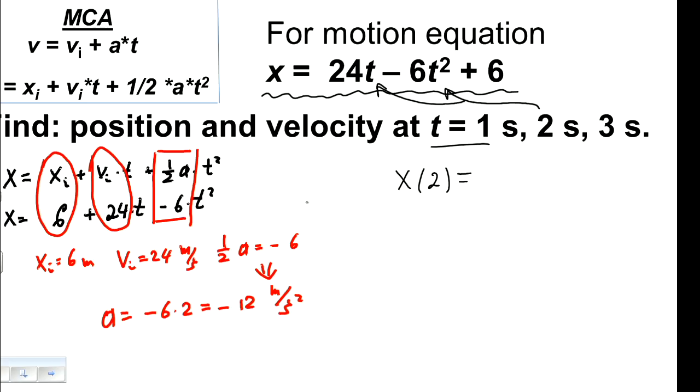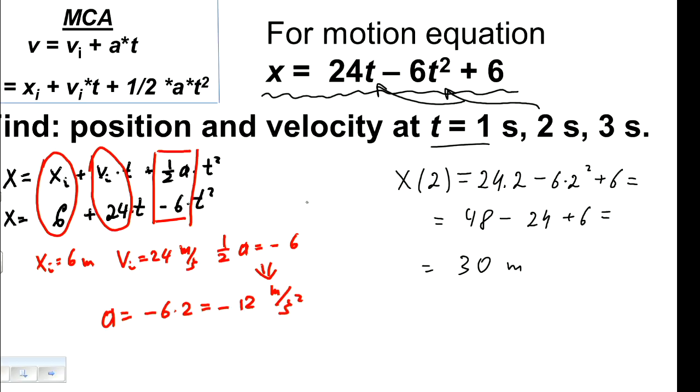plug in the number 2, take a calculator, and calculate it. So, 48, 2 squared is 4, 6 times 4 is 24, plus 6. 48 minus 24, 24 plus 6, I guess 30. You should check. And of course, you can repeat the same with any number.